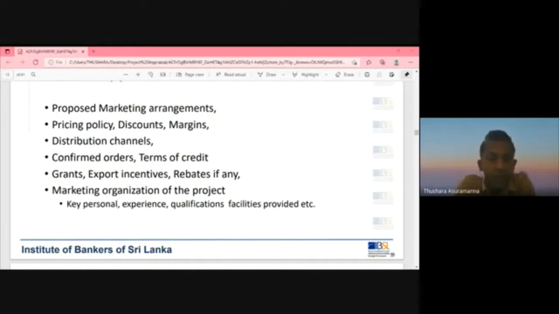Then also we need to know about confirmed orders and terms of credit. Whether you have some confirmed buyers, confirmed agreements, confirmed orders, then it's good for him. What are the terms of credit? Debtor period, creditor period, stock holding period, like what we discussed in the working capital financing. This is important, whether it is in line with the industry.